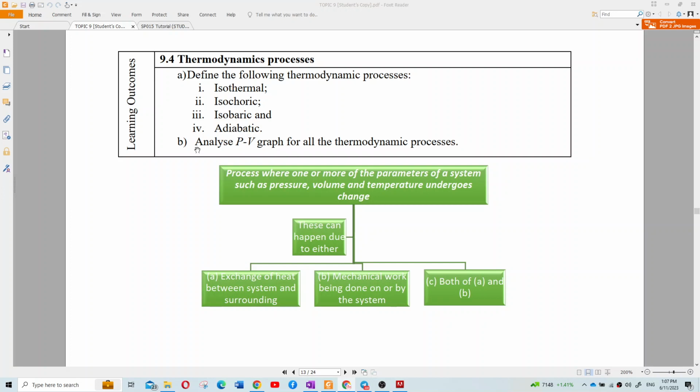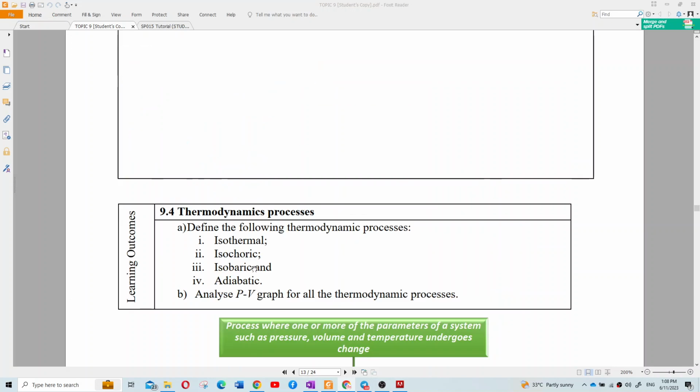Okay, and then analyze the PV graph. PV graph stands for pressure volume, for all the thermodynamic processes. So for each of these processes, they have their own PV graph, pressure volume graph. A thermodynamic process is where one or more parameters of a system, such as pressure, volume, temperature, undergo changes. This can happen due to exchange of heat between the system and the surroundings.